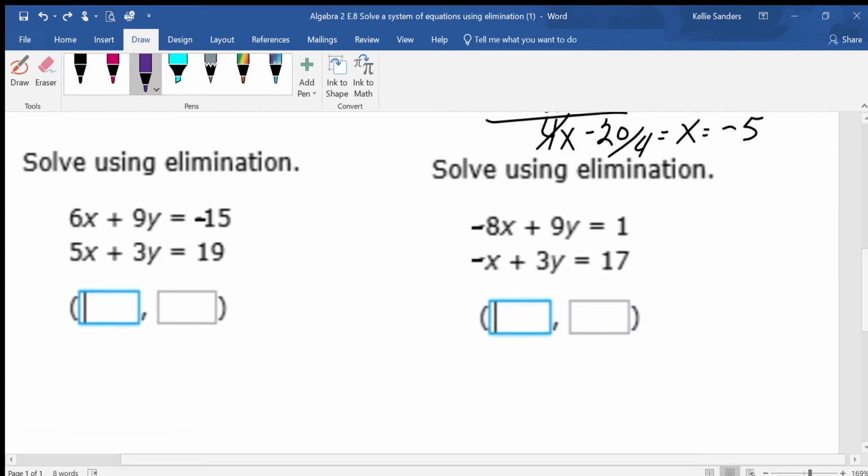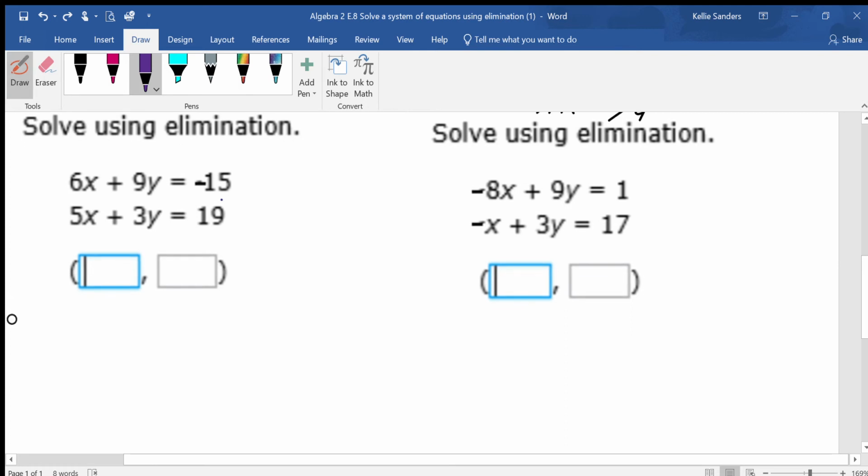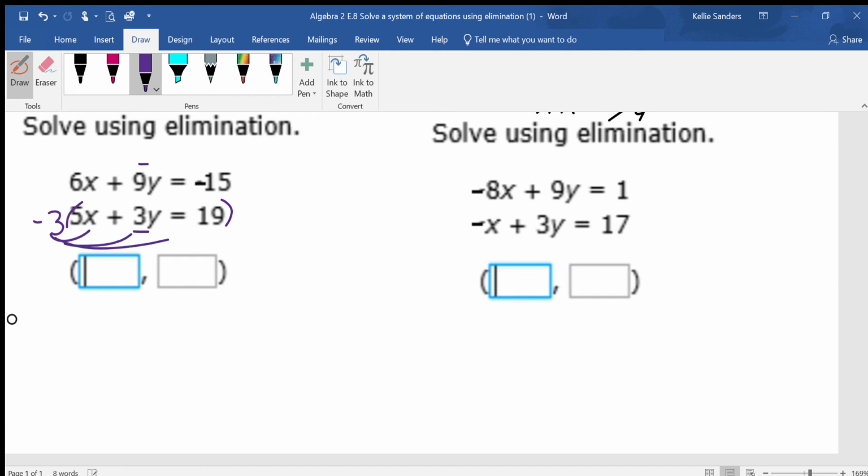So what we're going to do, we're going to multiply this one by negative 3. The reason I'm multiplying by negative 3 is to make this 3 a negative 9 to go away with that positive 9. But the negative 3 goes to everything. So negative 15x minus 9y equals negative 57.